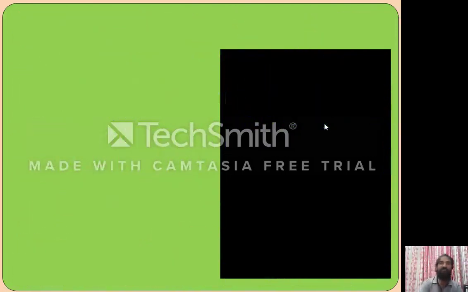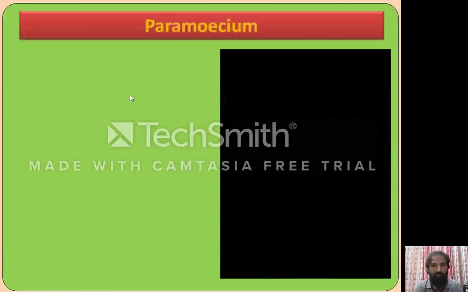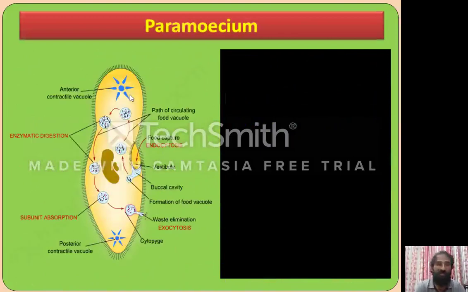Coming to the next example, that is paramecium, nutrition in paramecium. Paramecium is also a unicellular organism. It is also called the slipper animalcule. If you see the parts present in the paramecium, it has a groove-like structure. What is it called? It is called the cytostome. With the help of this cytostome, it takes the food material.